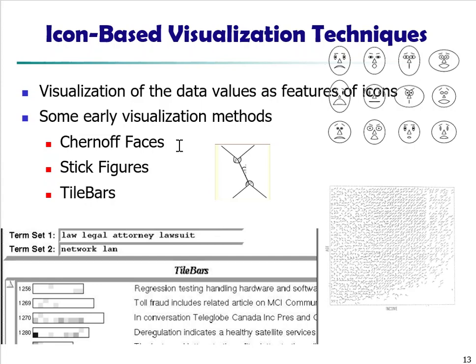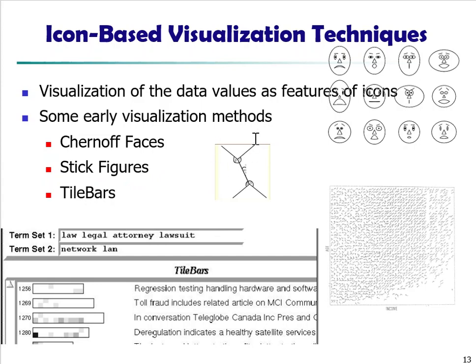So one example is Chernoff faces. What we can see here, the size of the head, whether it's thinner or rounder or even oval, the angle of the eyebrow, the size of the mouth and the shape, the direction, those are all being used to represent features in the data set. And there is another example, stick figures.